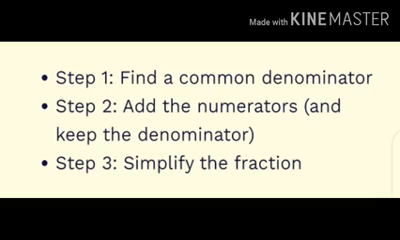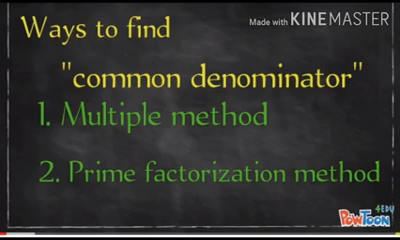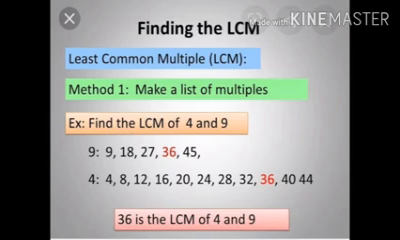To fulfill step number 1, to find the common denominator, you can use two ways. First one, the multiple method, and second one, the prime factorization method. Now we'll take a look at both these methods one by one. You can use either of your own choice.